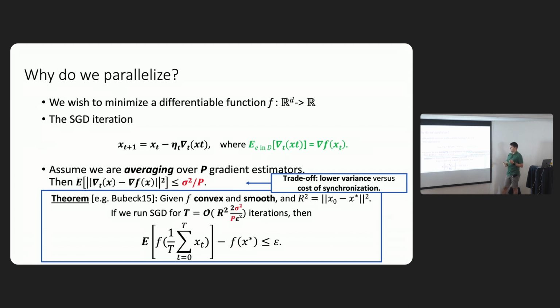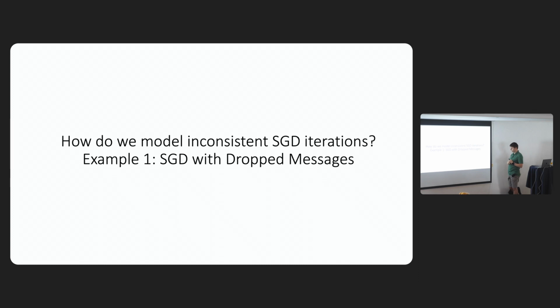Okay, so the key question is, imagine we want to tweak this iteration, for instance via quantization. I'm going to give you a simple example, which is SGD with dropped messages. If, for instance, we have SGD in a message passing system and some messages can get dropped, how do we model that?